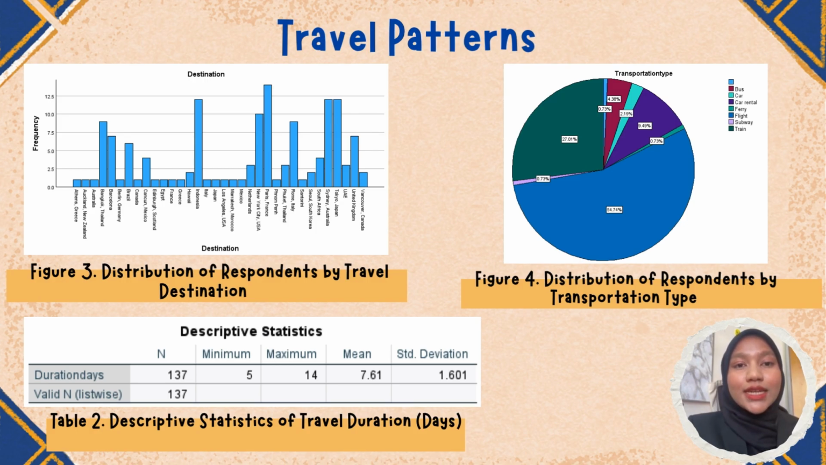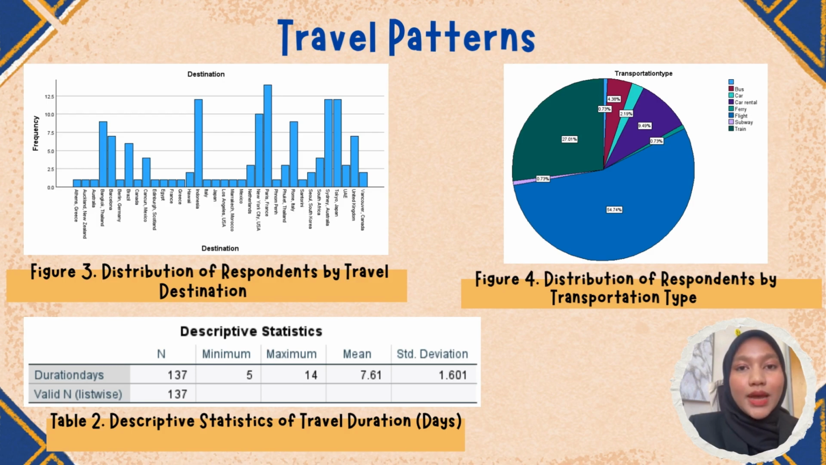Table 2 presents the descriptive statistic for travel duration. The average travel duration was 7.61 days, with the trip range from 5 to 15 days. This suggests that most respondents spent approximately 1 week traveling. Figure 4 presents the transportation types used during the trips. The majority of respondents preferred flight, accounting for 54.74% of the sample.